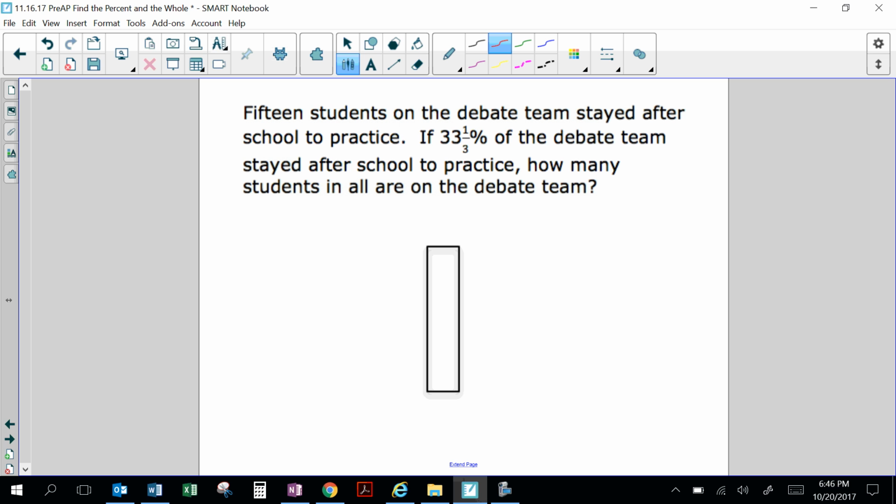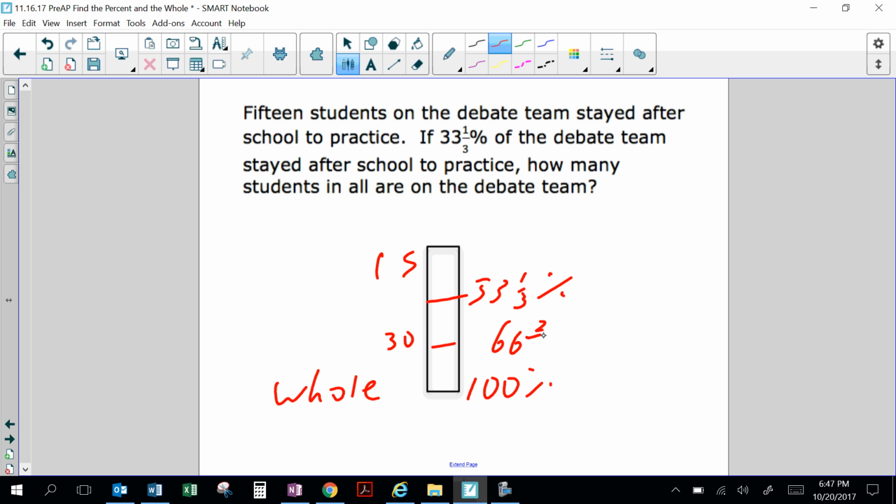And our last question. 15 students on our debate team stay after school to practice. If 33% of the debate team stayed after school to practice, how many students are in all? We do not know the whole class, but we do know 33 and 1/3%. That's a third of it. There's 15 students who stayed, or 33 and 1/3. If this is 15, another 15, that would be 30 students, or 66 and 2/3%. And then 45 students represents the entire bunch. You multiply by 3. Okay, that is using percent proportion.